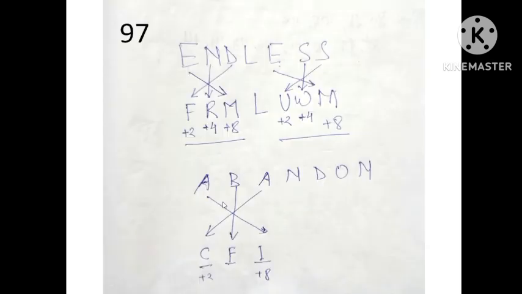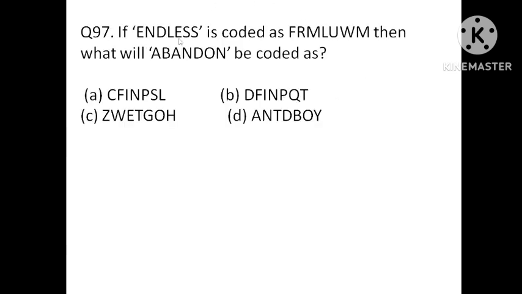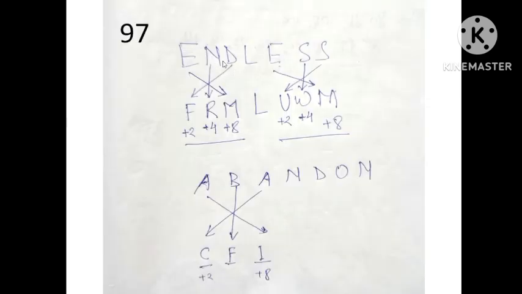Next we have to find the code. Question is here. Endless is coded as FRMLUWM. You have to find what will be the code of abandon. Okay, what will be the code of abandon? So here the technique applied is what? Diagonal. Okay, E compared with M, D compared with F. You have to compare diagonally. Okay, the middle one straight, and then L, there is no change here. No? There is no change here, so no need to compare.